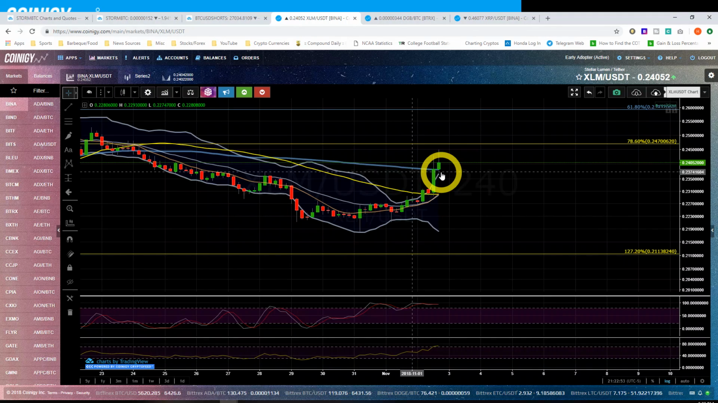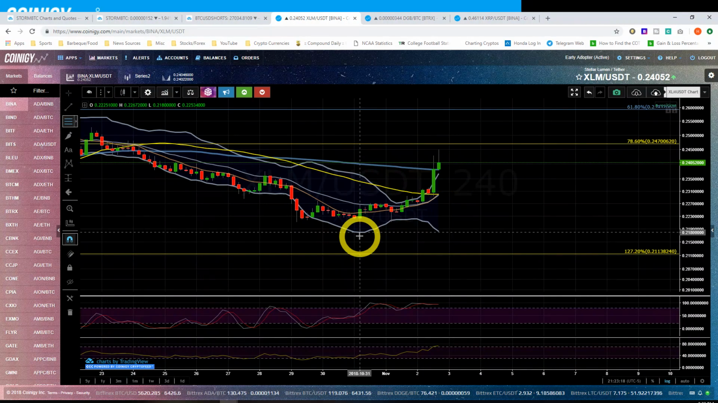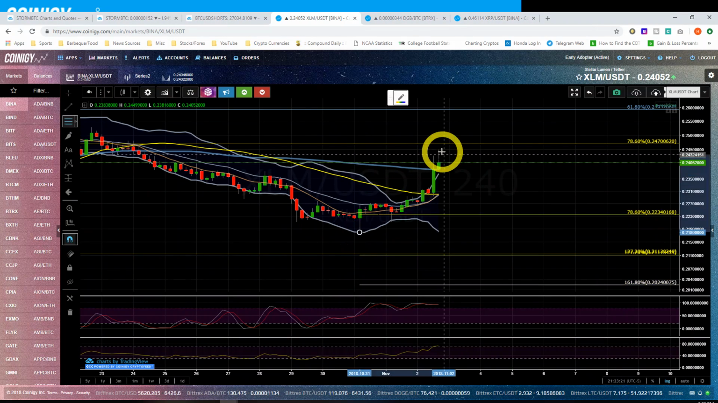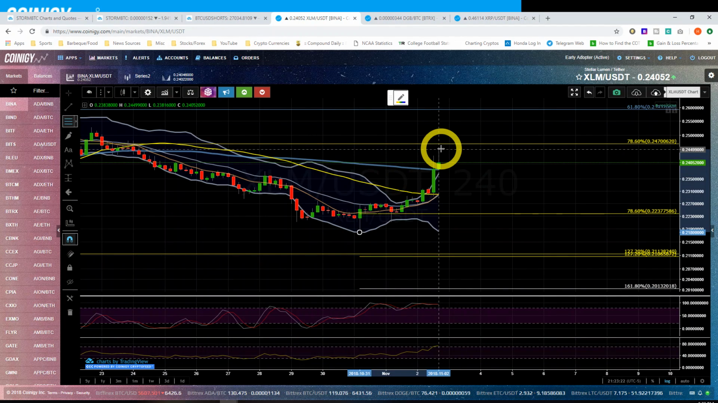I wouldn't be buying it right here. I would be doing some fib retracements, okay? And I'll just do one right now. Make sure my magnet's on. There we go. All right. So I would draw a fib retracement. Let me format it.